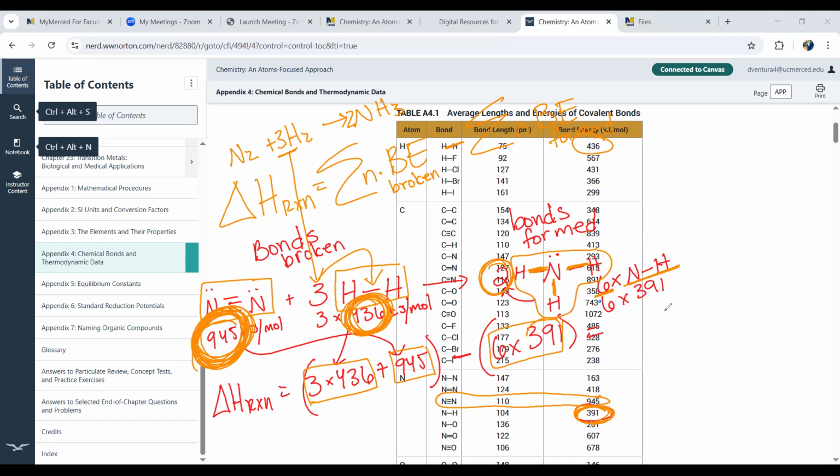Okay, I'll put this in my calculator now. So the answer is negative 93, and the unit from the table is kilojoule per mole. All right, so that's one question on the 22 question exam, and that's the end of chapter 10.